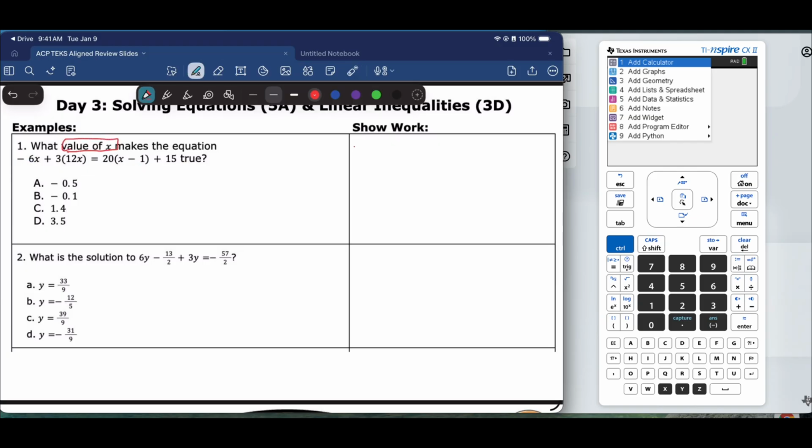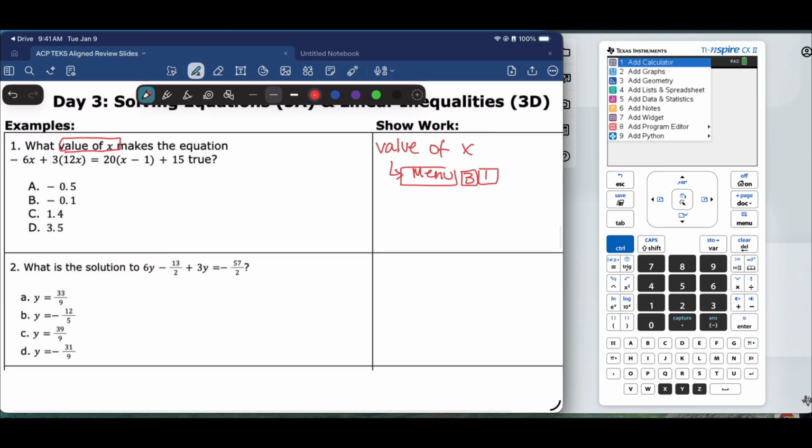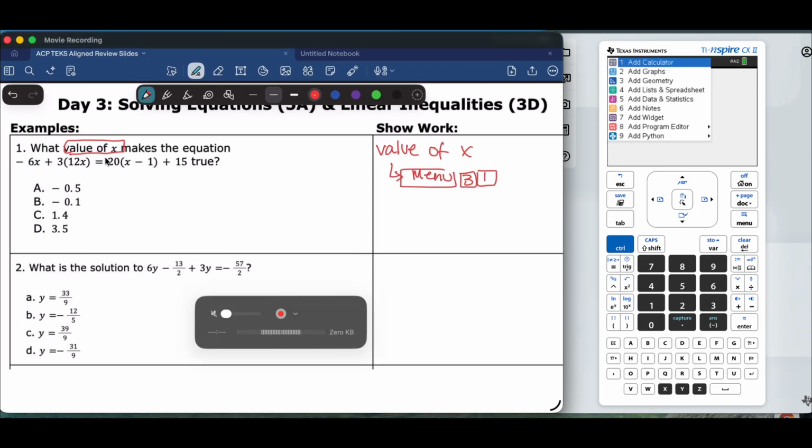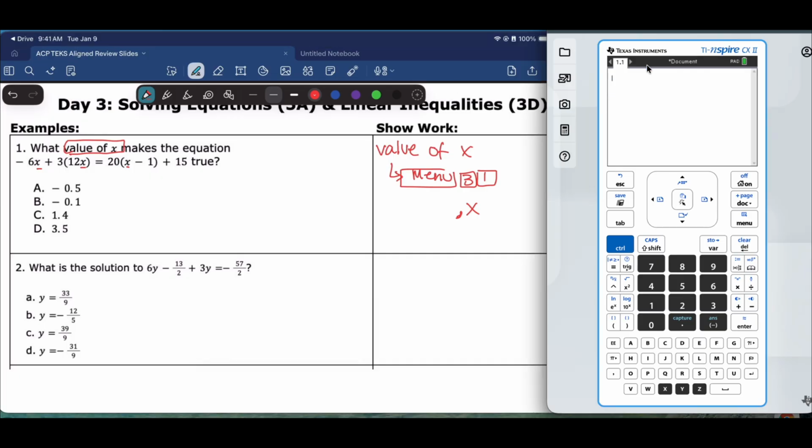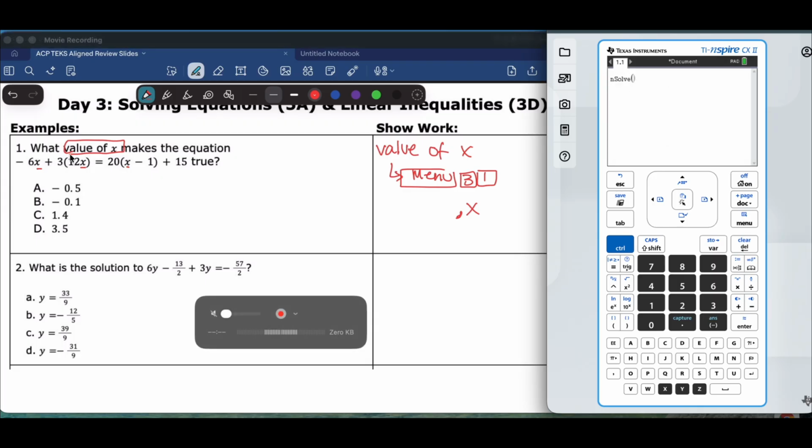Value of x is my important word. Value. So I have value of x. Value of x means menu 3, 1. So when I do menu 3-1, what I'm going to do is copy all of this into my calculator. And remember, we want to do comma. The letter I'm looking for is x, comma, x. So I'm going to go to my calculator, calculate. Then I'm going to do menu 3-1. I have this. I'm going to copy it identical to what I see.